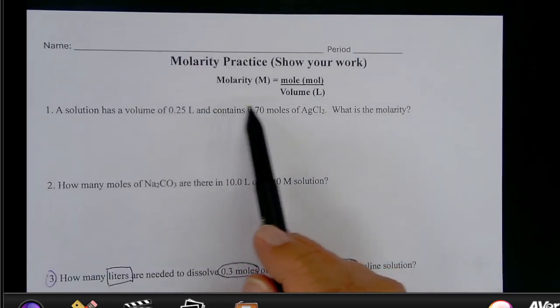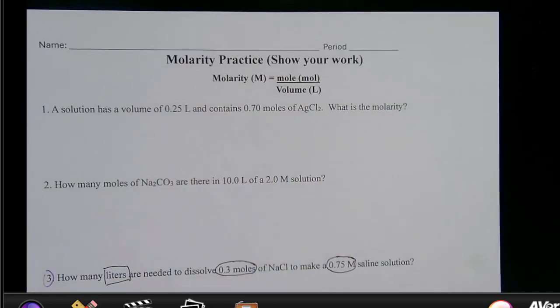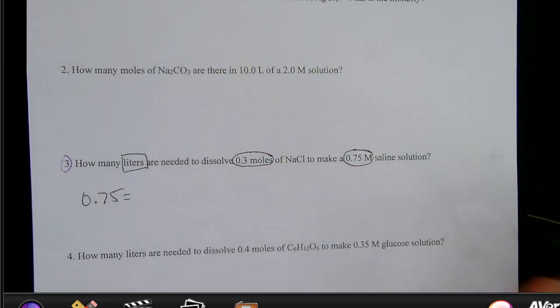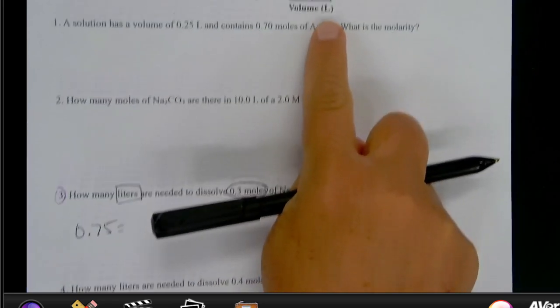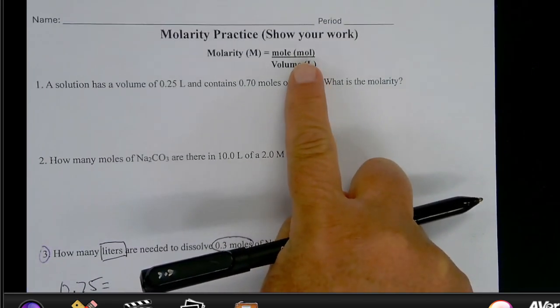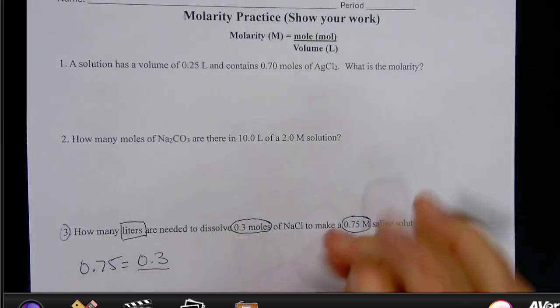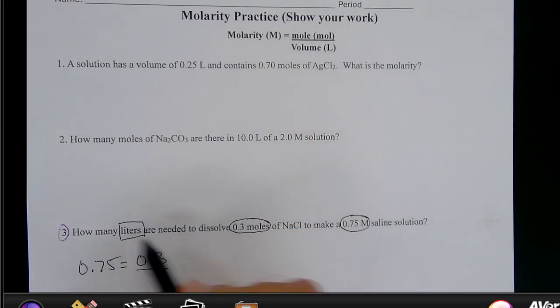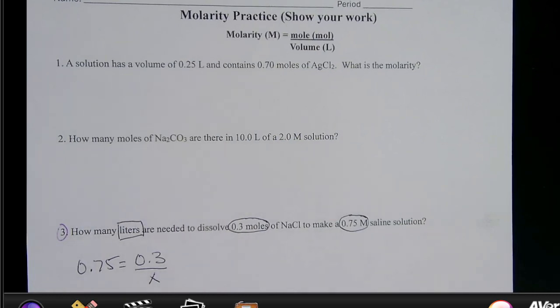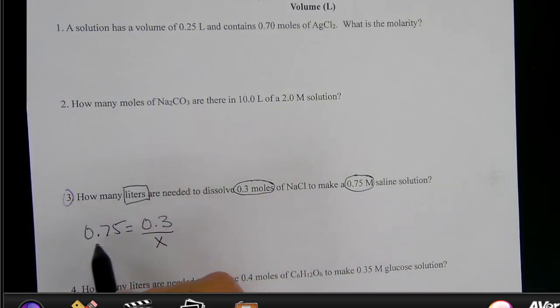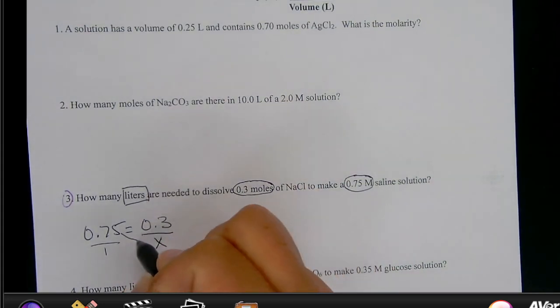So because our molarity equals moles divided by volume, we'll plug in our molarity, which we know, which is 0.75, equals. And then we know moles, so we're going to plug in our moles. It's 0.3 divided by our volume, which we're looking for. So just give it an X, okay? You can give it a Y, I don't really care, okay? Remember, always imagine there's a 1 underneath your whole number. So just like in math, we're going to cross multiply.